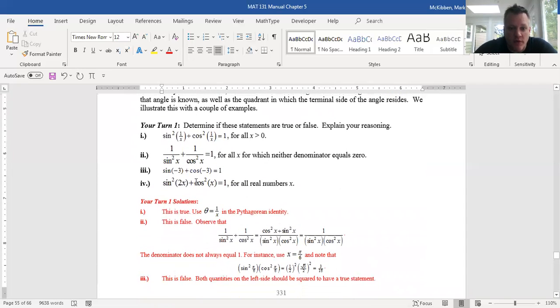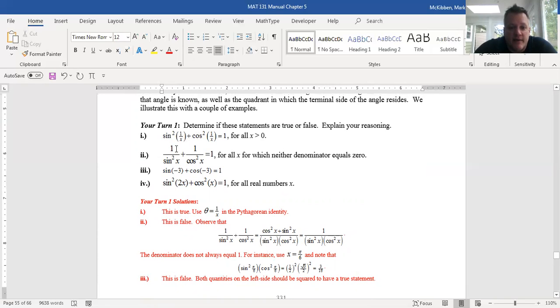All right, so the first one is true. Notice that instead of theta, I have a 1 over x in both positions here. And 1 over x is defined for any positive x. So by the Pythagorean identity, I know that the left-hand side has to equal 1. The key here is that both of these have to be identical for this to work.